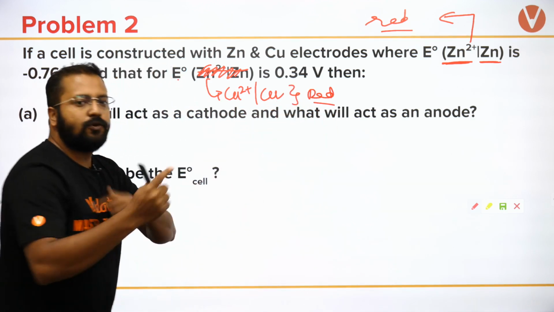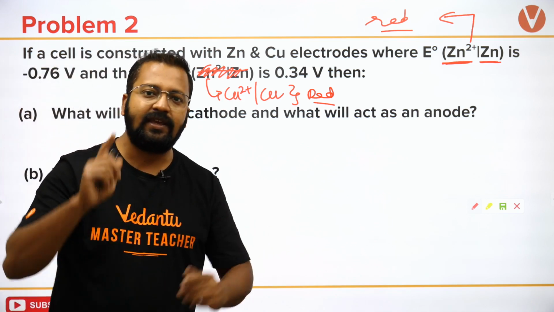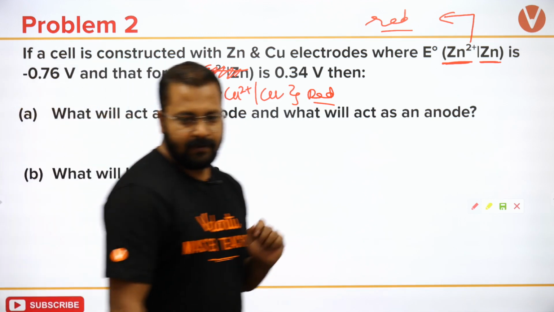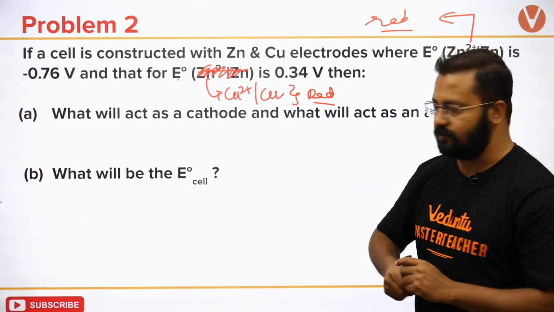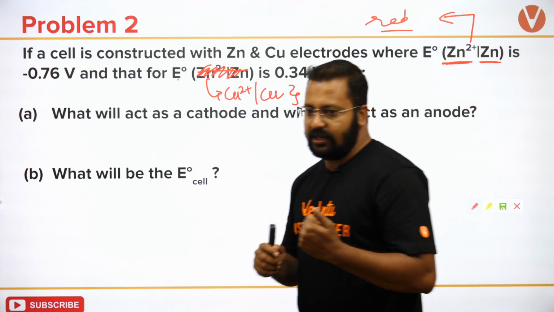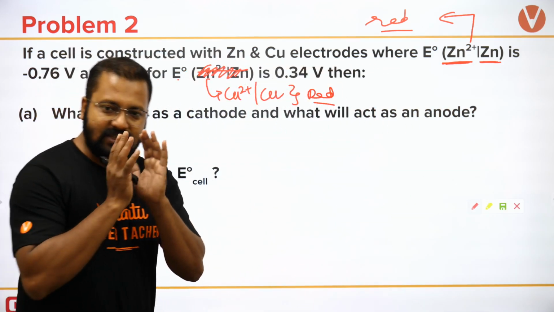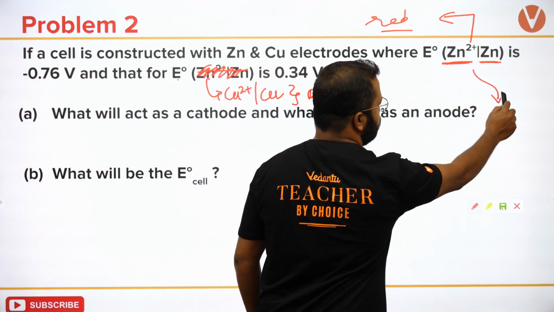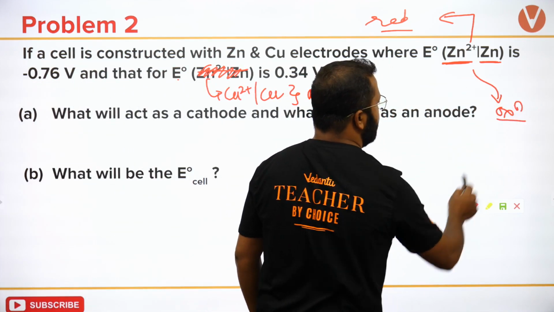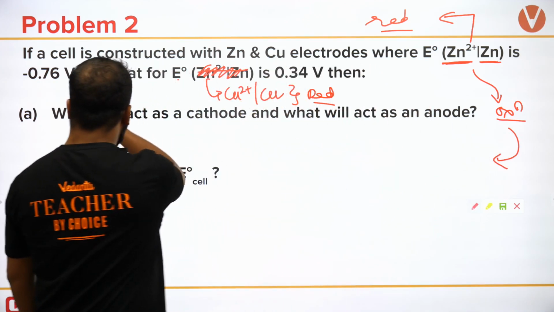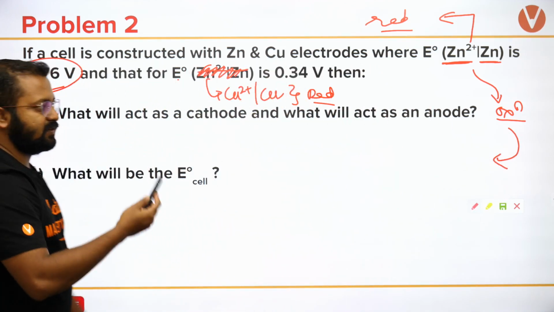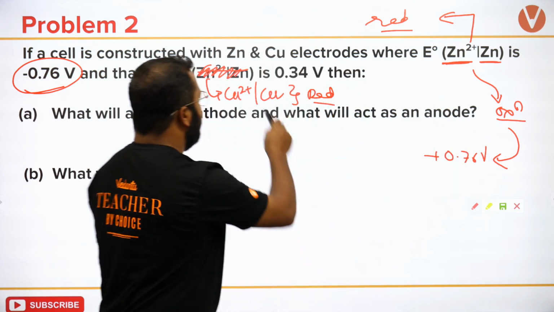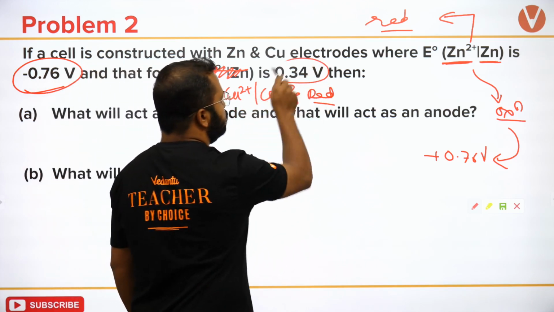Now I cannot have two reduction reactions. One will be reduction, one will be oxidation. So which one should we make oxidation? Whichever is to be oxidation, I will reverse it. If I make zinc oxidation, then this voltage minus 0.76 will become plus 0.76 volts, and copper will remain 0.34.